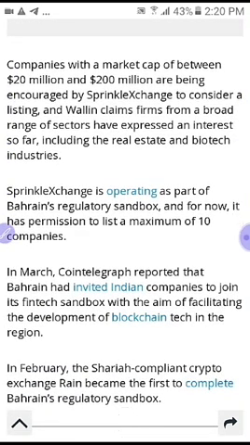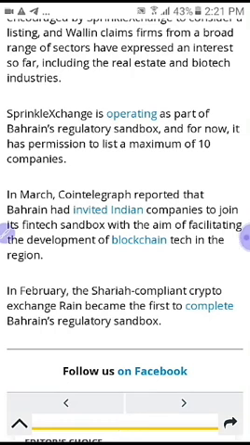Companies with a market cap of between $20 million and $200 million are being encouraged by Spring Exchange to consider a listing, and it claims firms from a broad range of sectors have expressed an interest so far, including real estate and beauty industries. The Spring Exchange is operating as part of Bahrain's regulatory sandbox, and for now it has permission to list a maximum of 10 companies.